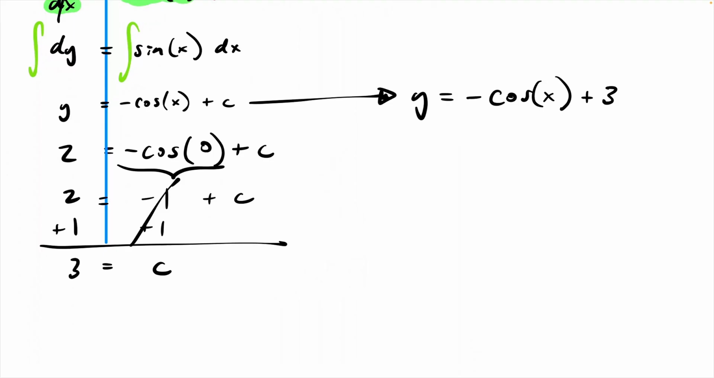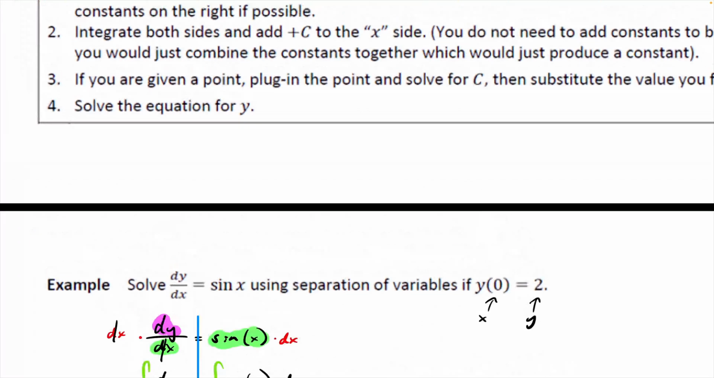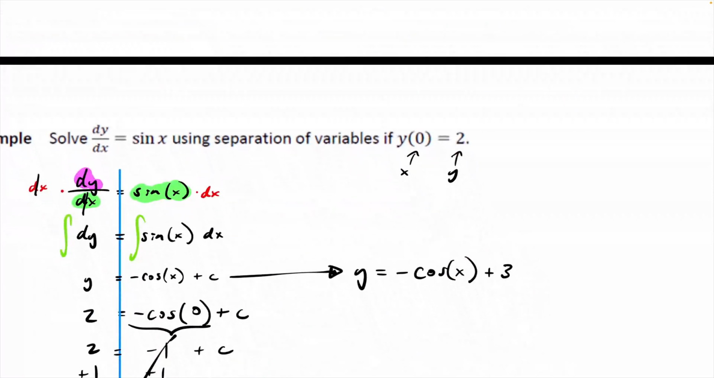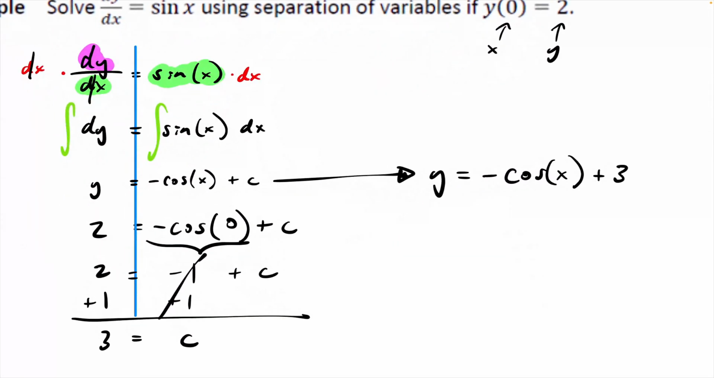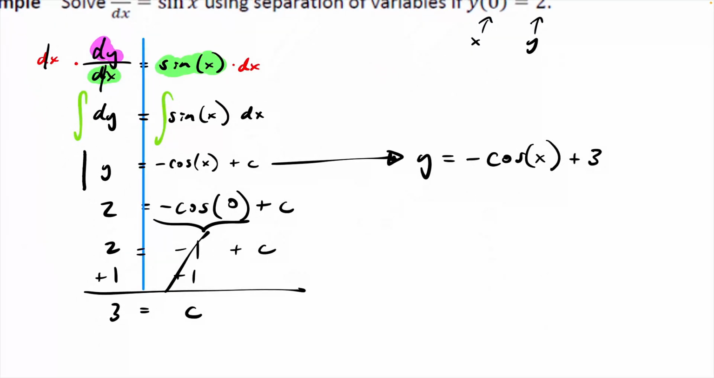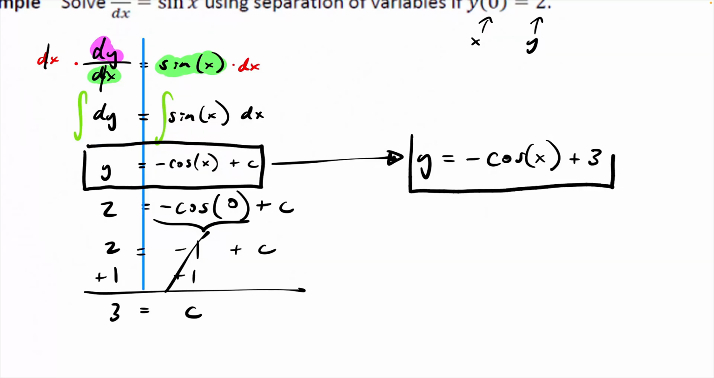The last step, sometimes they do it for you. The last step says solve for y. Well, it's already solved for y. Sometimes they'll do that for you, sometimes they won't. If they don't, solve for y. So what we did was we found 2 separate things. I'm going to box them both.